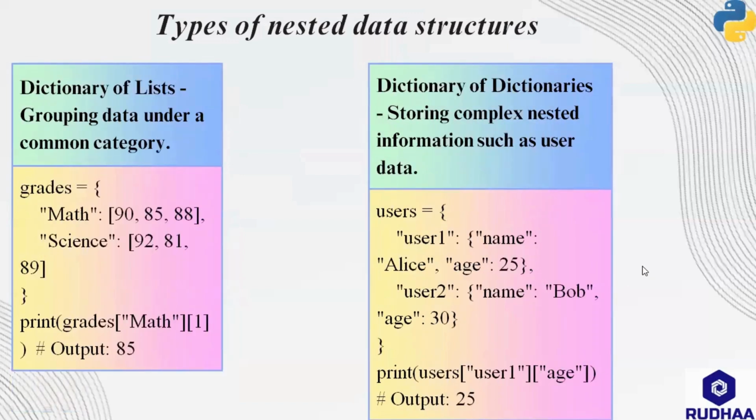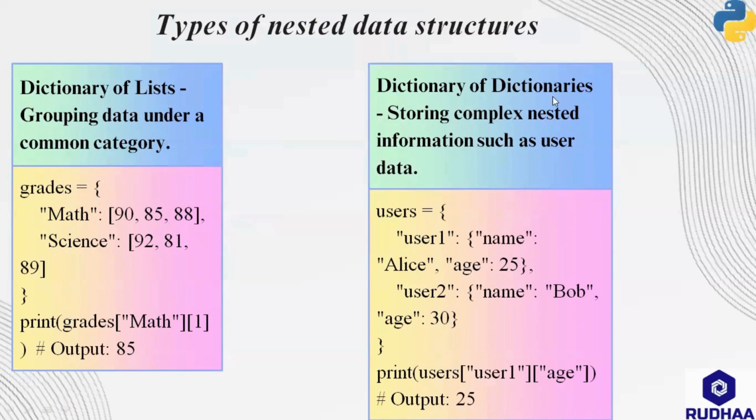And next is dictionary of list. So here we have a list. That means we have several marks as a list, and we have keys called math and science. So we have key value pairs. These lists come under the dictionary grade. So printing grade math of 1 means that at index 1 in the math key value we have 85, so that will be printed. So this is an example for dictionary of list.